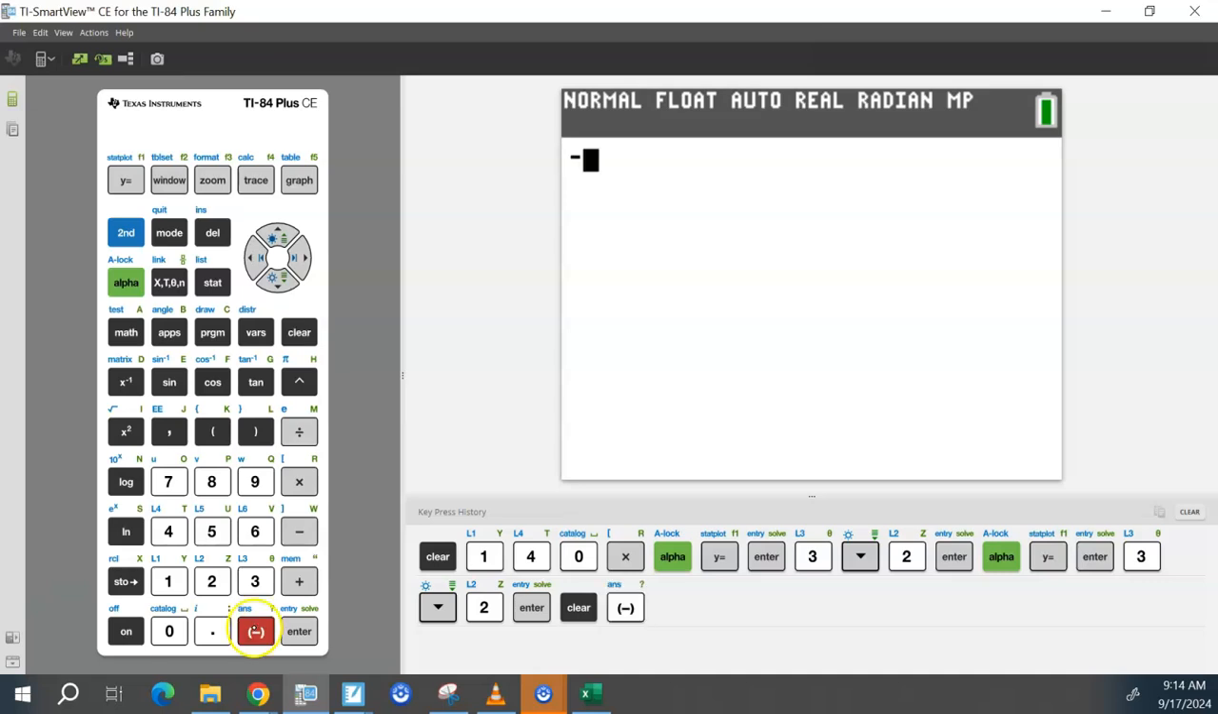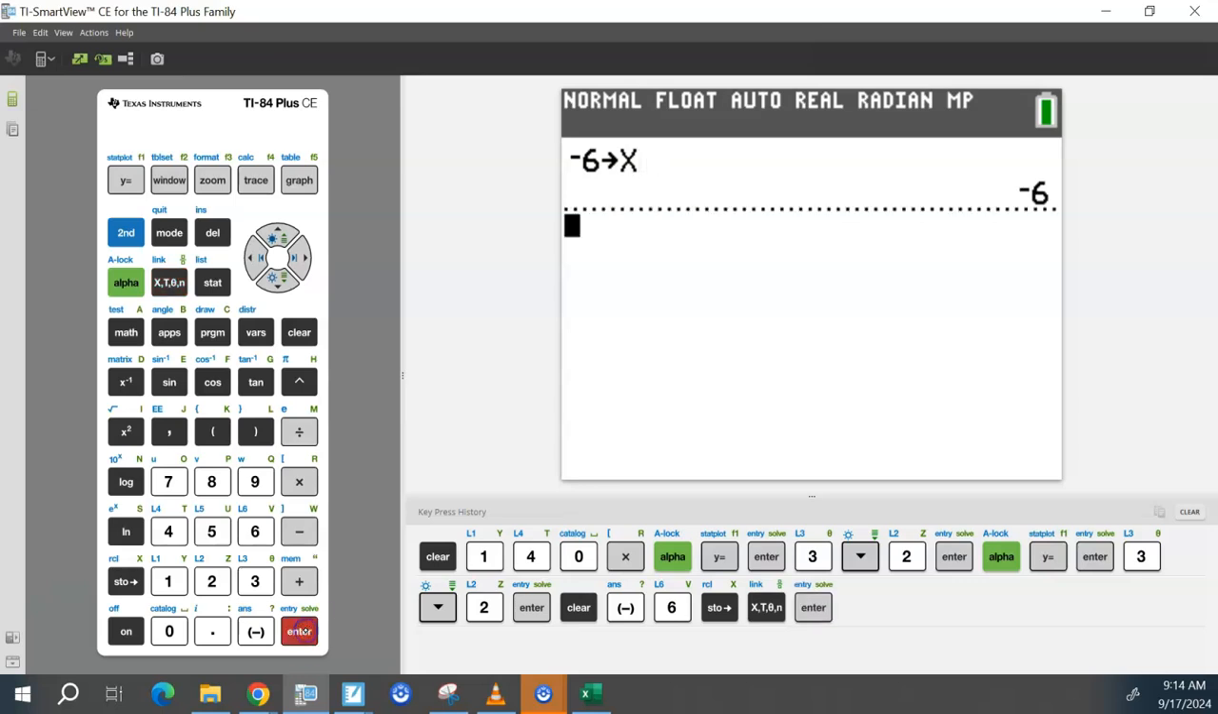Go ahead and type in -6. Make sure you're using the bottom button for negative, not the minus. And you want to use this STO button right above on. You'll get a little arrow. And then you can use whatever variable you want. Here, I'm just going to use x by just hitting the button right next to alpha. And then hitting enter. And it'll look like nothing really happened. But what it did was took that -6 and put it in place of x. So every time I hit x now, it will say it's -6.